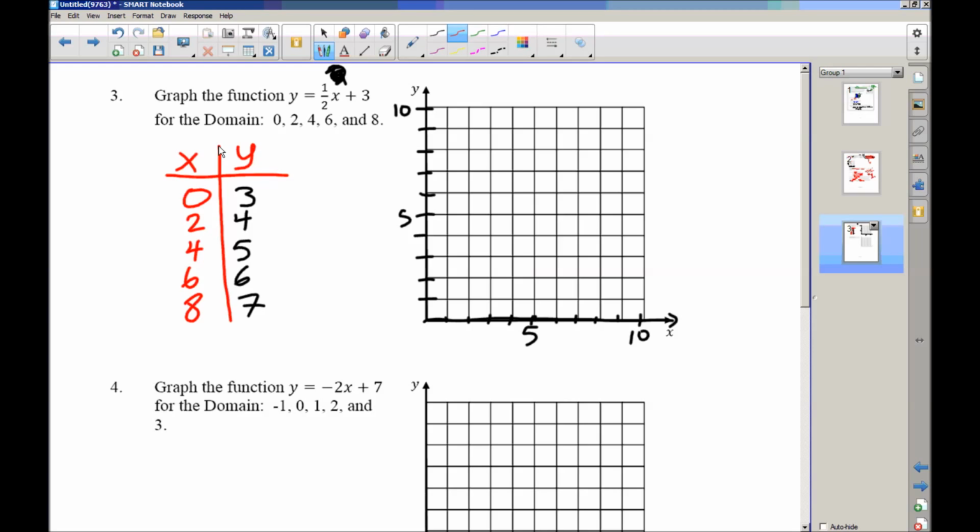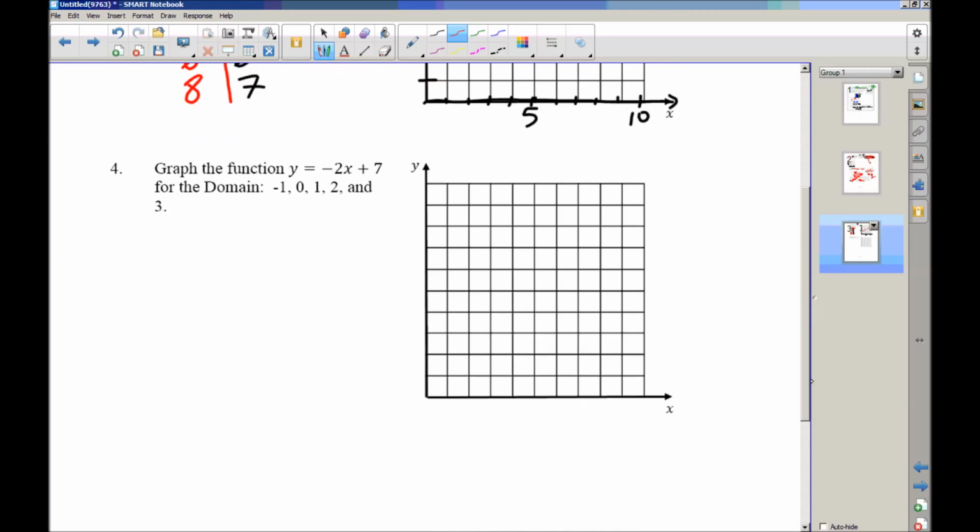0 makes 3. 1, 2, 3. 2 makes 4. 2 over, 4 up. 4 makes 5, 4 over, 5 up. 6 makes 6, so 6 over, 6 up. And 8 makes 7, 8 over and 7 up. Okay? All right, it didn't ask us, but our range, remember, is this list, 3, 4, 5, 6, and 7.